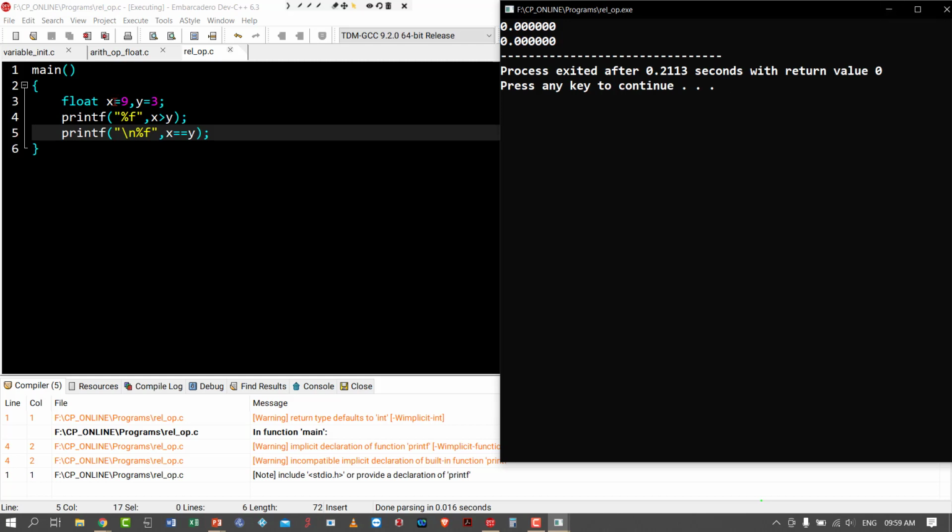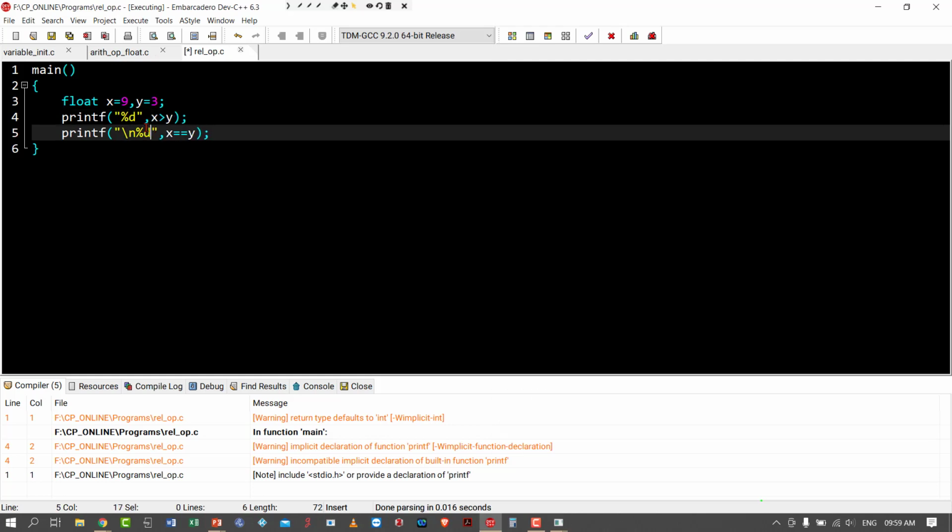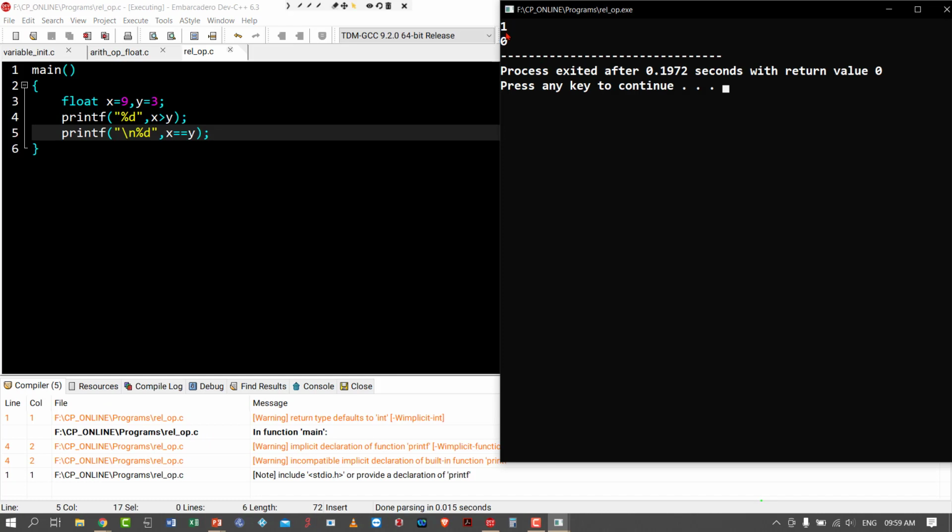Here the thing is, when I compare X and Y, it is giving output either 1 or 0. It is not giving output in 1.0 and 0.0. That means the result will be an integer. That's why I didn't get the output properly. So I'm changing this F to D and this percentage F to D also, because the result will be an integer, because it is 1 or 0. Both 1 and 0 are integers. Now I got it as 1 and 0.